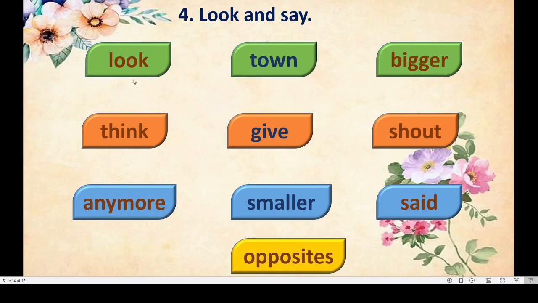Okay, once again we will read. Look, town, bigger, think, give, shout, any more, smaller, said, opposites. Okay.